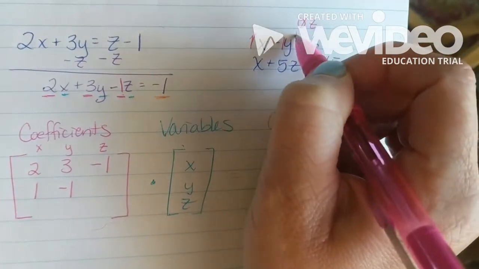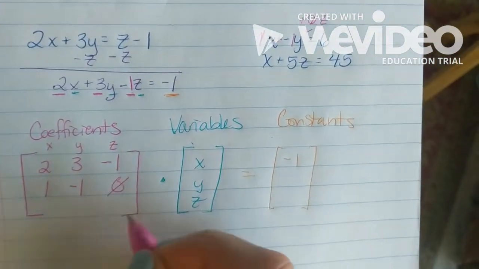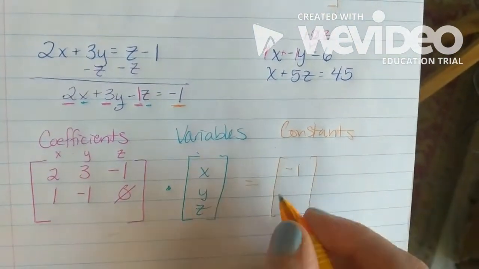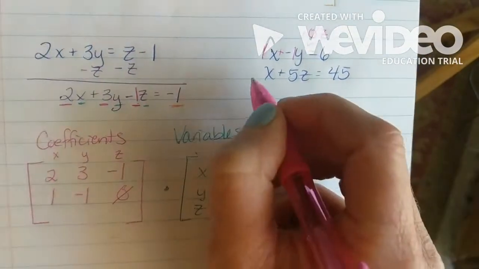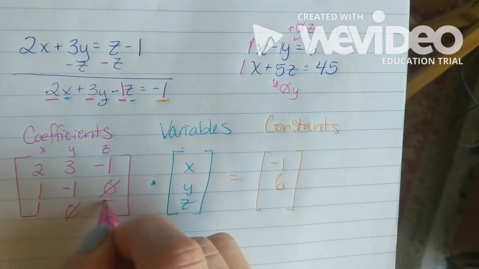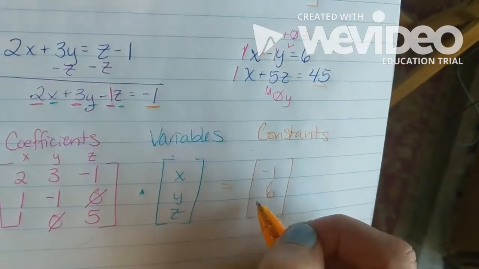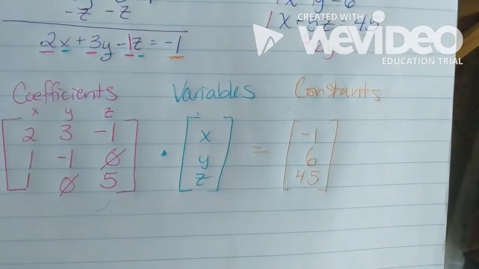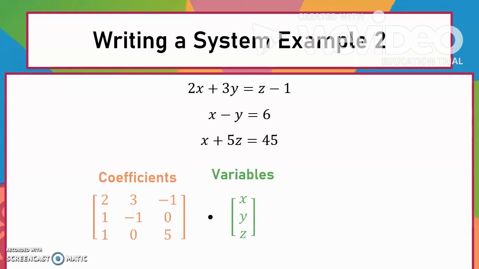I put the coefficients of the first equation into the first row, then the second equation into the second row. X is the same as 1x, so the coefficient is 1. Minus y is the same as plus negative y, so the coefficient is negative 1. Notice the second equation has no z, so there are 0 z's. I can put a coefficient of 0 into the z column.